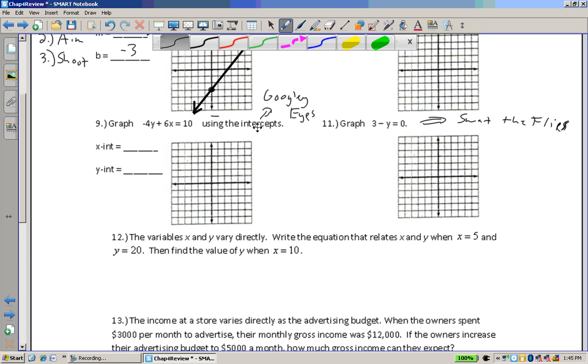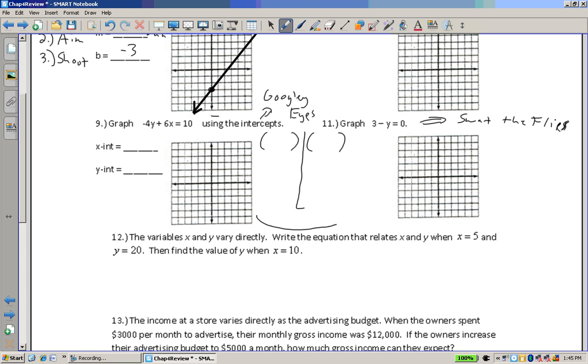So it tells me to use intercepts. I like to use what I call the googly eyes. Now, I'm not sure who came up with this, but whoever did, wherever that came from, thank you very much. It's a great idea. So I will draw little googly eyes here. Little man. I'm also going to label this X, Y, X, Y.